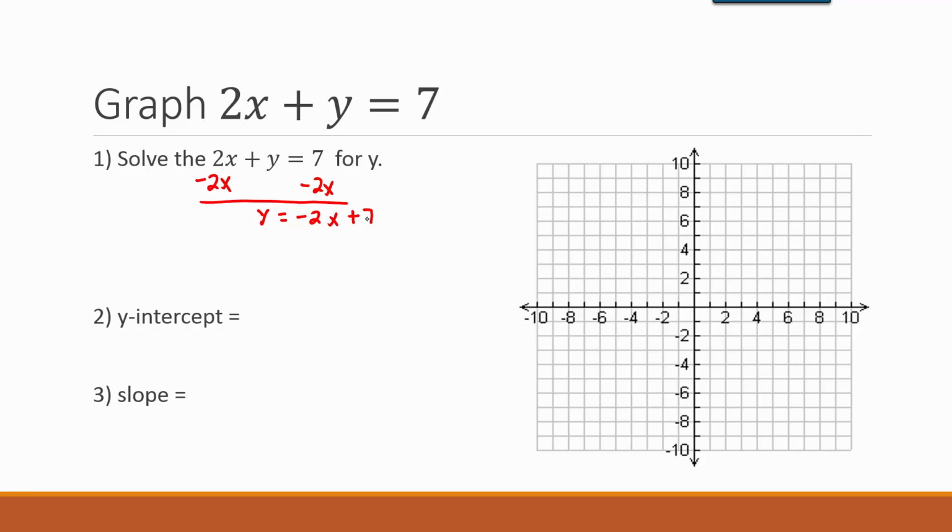The 7 doesn't have an x. So we can just write them on the same line, side by side. y equals negative 2x plus 7. Now we have it in that special form again, the slope-intercept form, and we can identify those two pieces of information. Remember, the y-intercept is the point where the line crosses the y-axis. And in this case, that point is 0, 7.